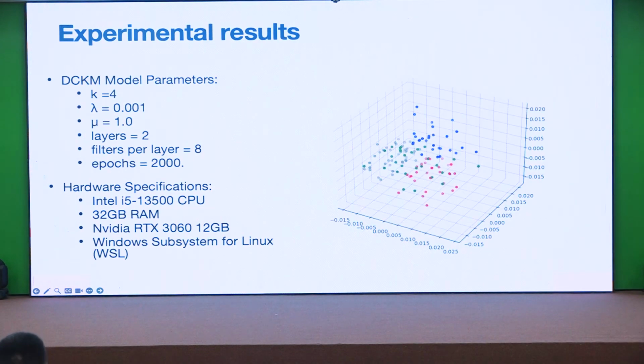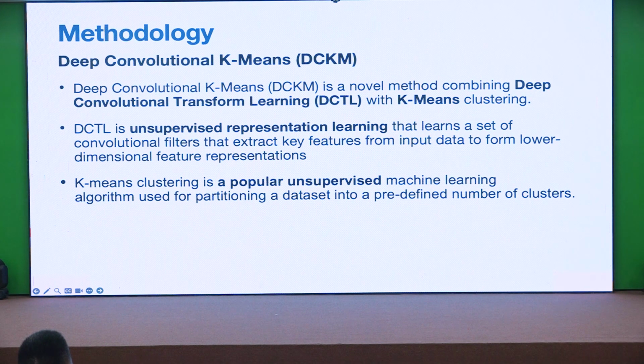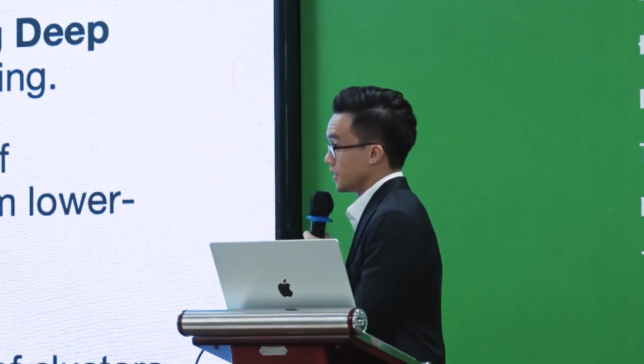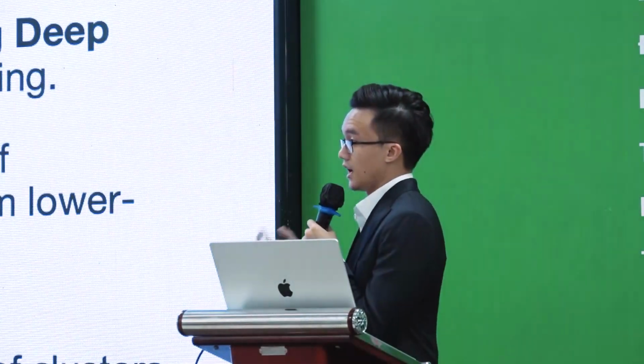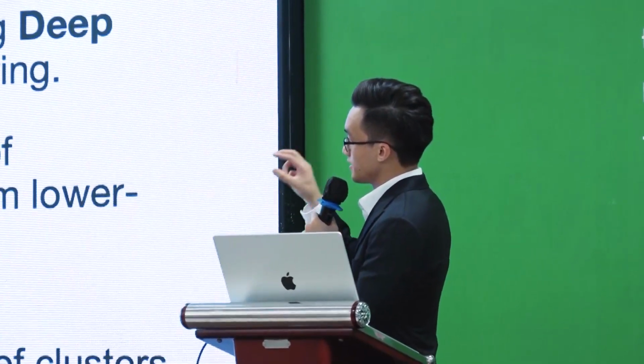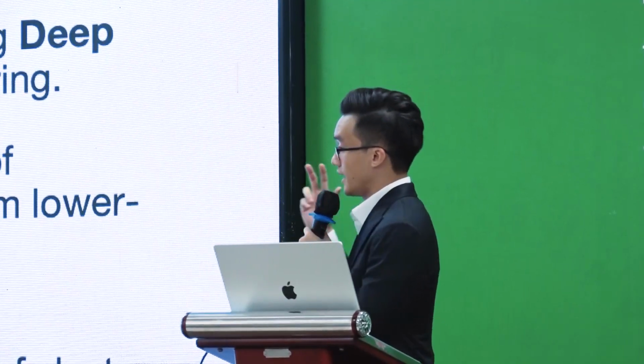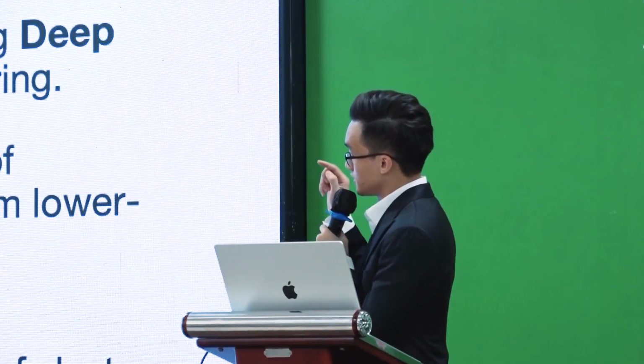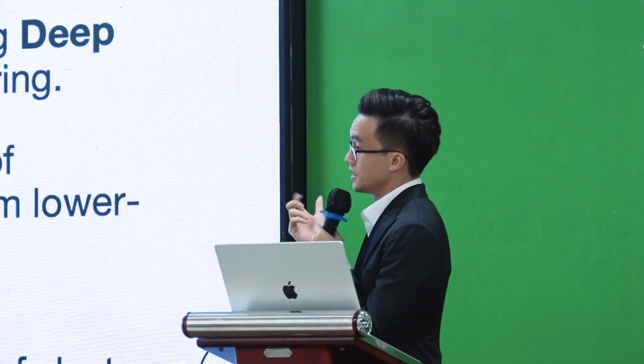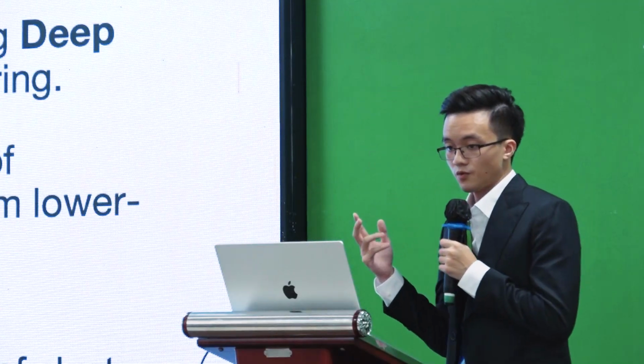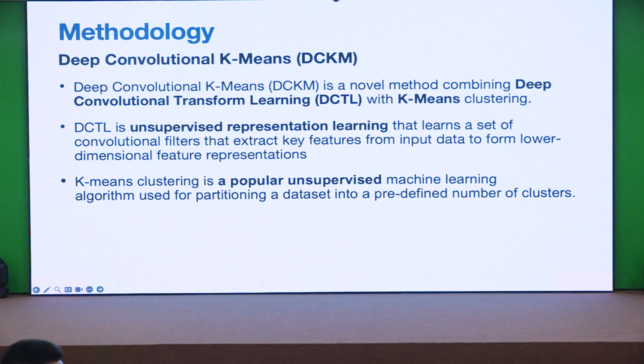I use this method because I have some reasons. First, we need to find a method with unsupervised learning because our data does not have labels. And we need a method that can handle 3D, higher dimensions, because we train with 3D point clouds. And we need a method that does not overfit with a small data set, and I find the DCTM can handle that issue.